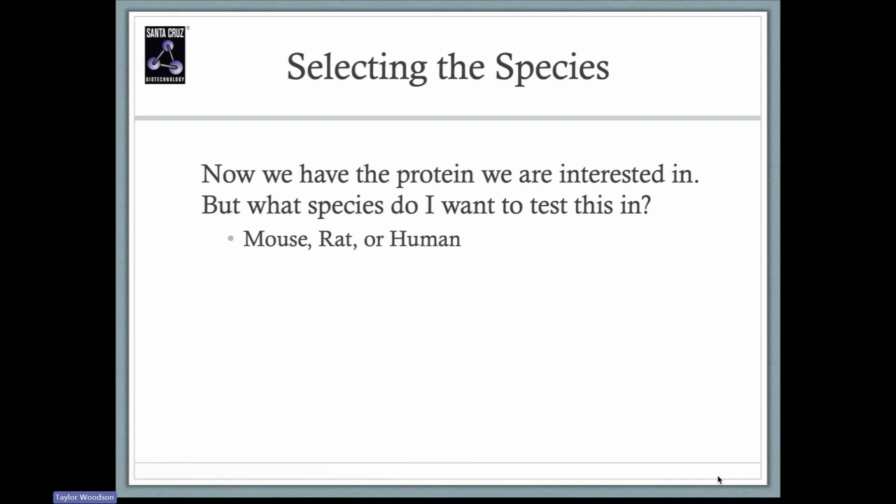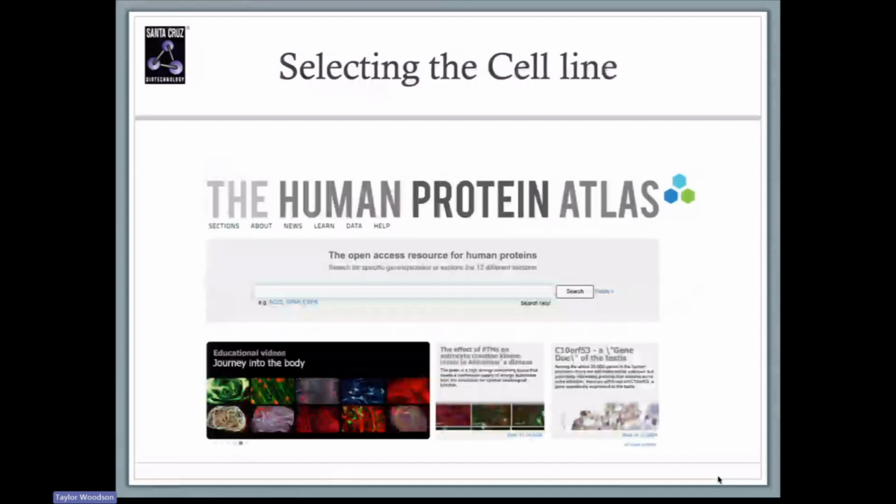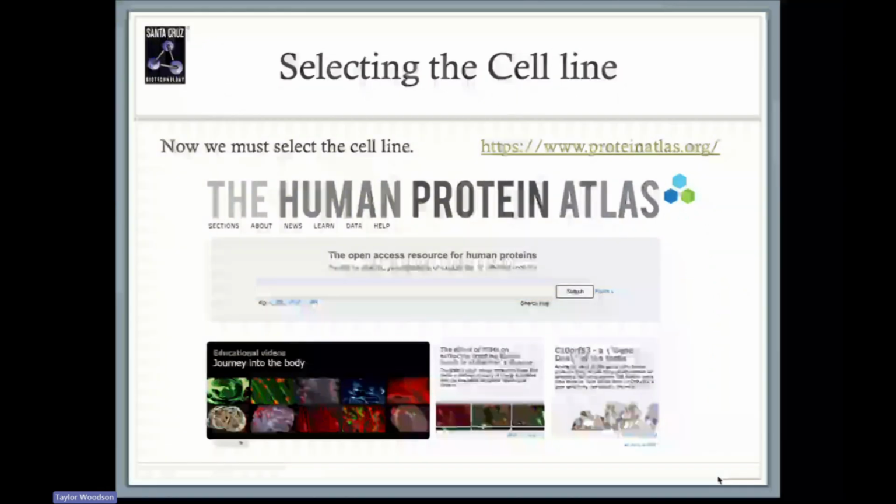So let's just say, for sake of simplicity, suppose you pick human. So far we have our protein of interest, which is P53, and the species that we want to test in. It doesn't quite end there, though, because we also have to decide on what cell line we want to test in. Again, this is something you have to talk to the researcher about and ask them. Oftentimes, that's what I always do, is just ask them, okay, what cell line are you wanting to work with, or what cell line are you working with?